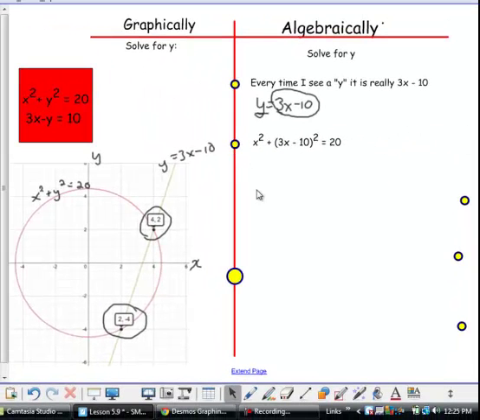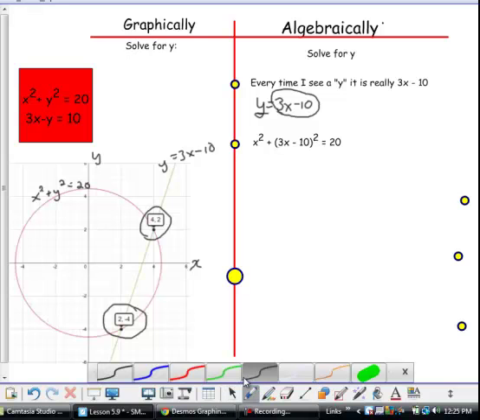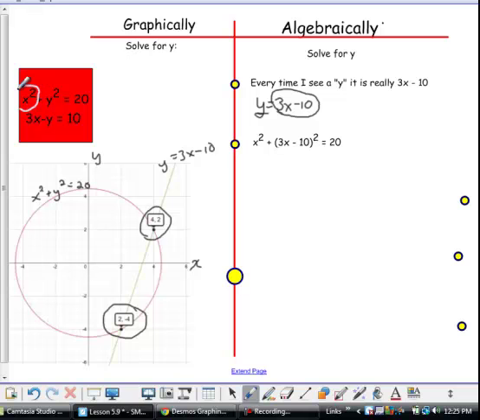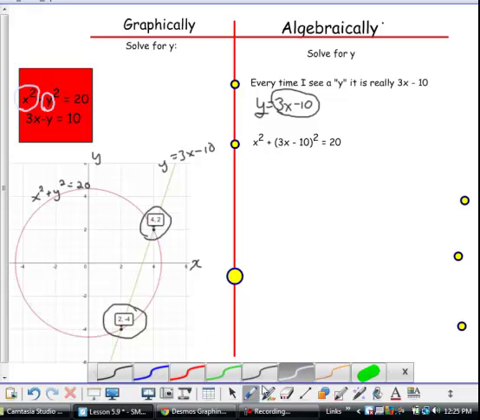So I go into my circle, and I see over here on my circle, I see x squared. That's great, we can leave x squared. Plus, but here's that y. So every time I see a y, I am going to replace it with 3x minus 10.